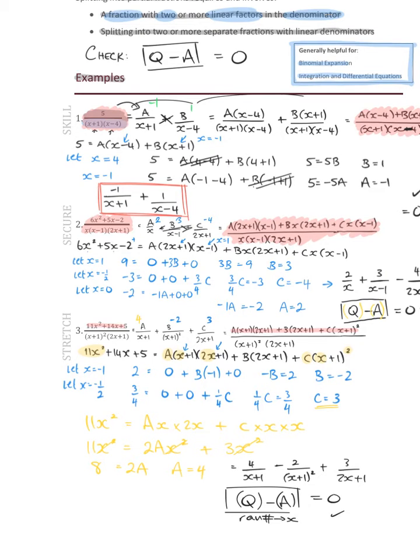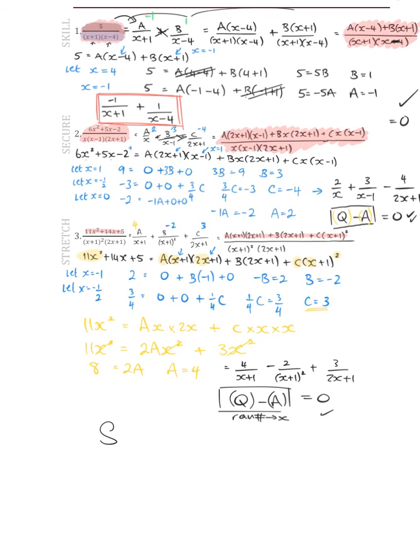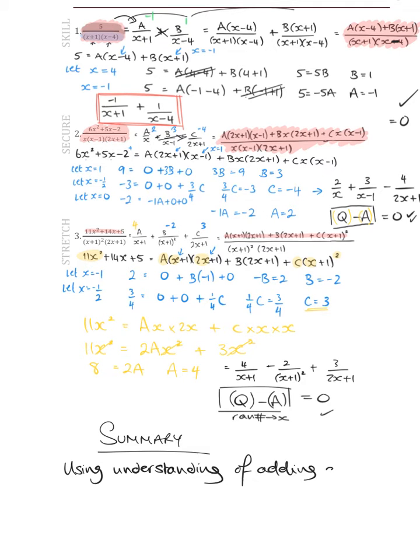So finish writing those down in your books, and then what we're going to do is a summary. So what we are doing is using our understanding of adding algebraic fractions to create a linear equation.